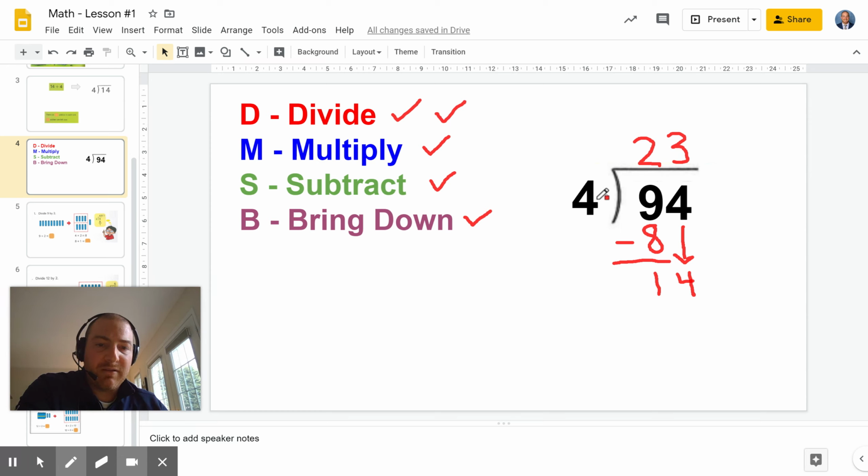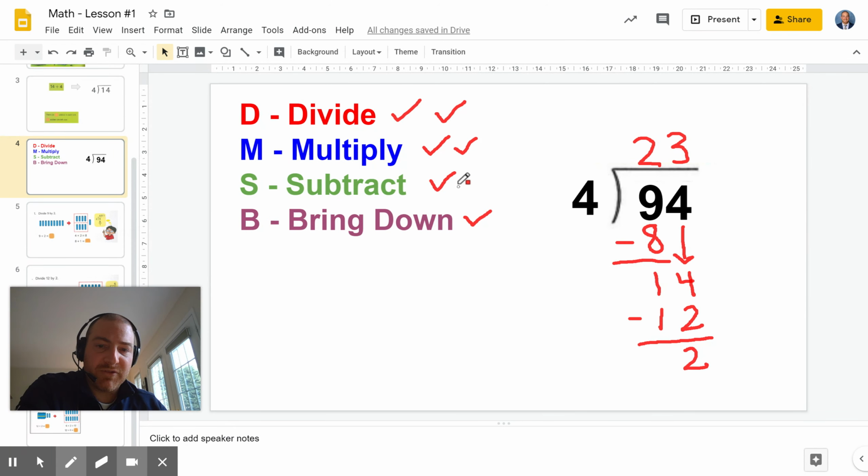Because of my multiply step, 3 times 4 is 12. So I've done my multiply step. Now I'm going to do my subtract step. 14 minus 12 gives me, there's 2 left over.